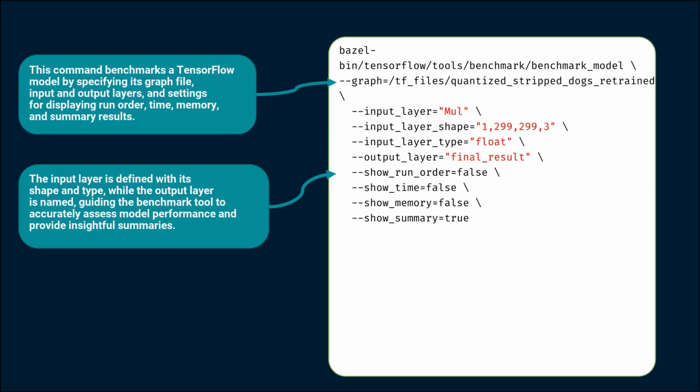Next, we define the input layer type as float, which reflects that our model processes floating point data for improved accuracy. The output layer parameter identifies the final output of the model, helping us track the classification results. The flags show run order, show time, and show memory are set to false, meaning we are not interested in those specific details during this run. Instead, we enable a summary report with show summary equals true, which will provide us with a concise overview of our model's performance. This detailed report is invaluable for understanding how the model behaves in real-world scenarios.